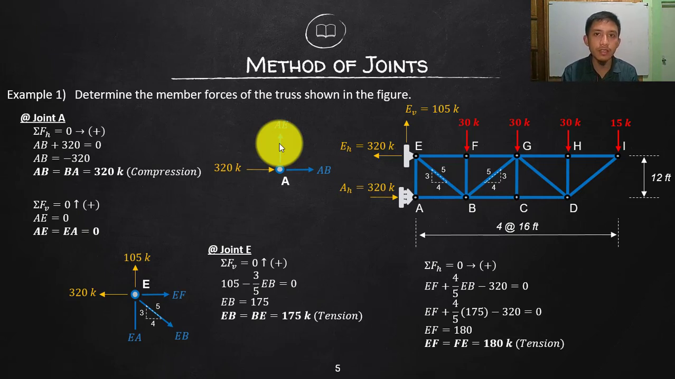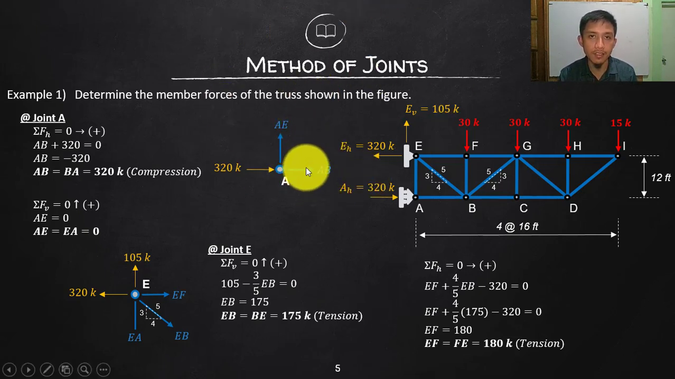But if you are not yet used to that, I suggest you always assume a tension. Then if later on, by solving, you end up with a negative, what does that mean? That is just the opposite. So if, for example, we end up with an AB which is negative, it means it is the opposite direction, so that will become a compression. Okay, so again, going away is tension, going towards is compression.